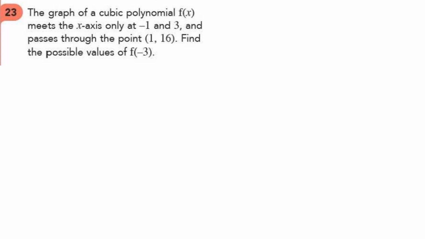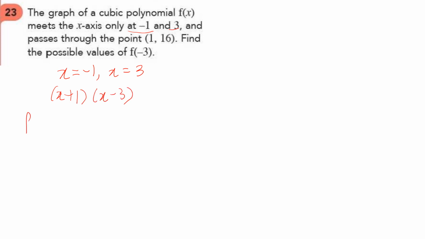So we have a cubic polynomial f of x. They already told us that they want us to call this polynomial f of x, so please don't give it other names. It's called f of x. It meets the x-axis at these points, and these are the solutions. So we have x equals to -1, x equals to 3. If you convert it back to linear factors, it means x plus 1, x minus 3.